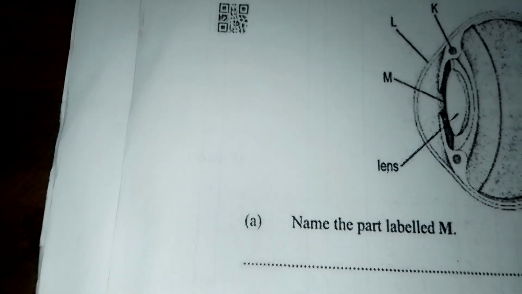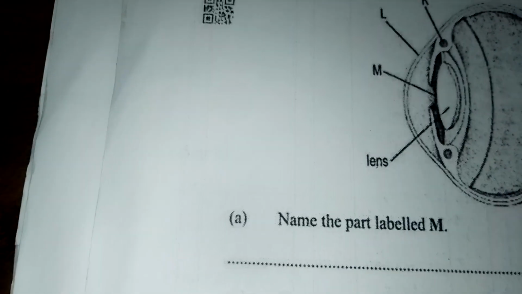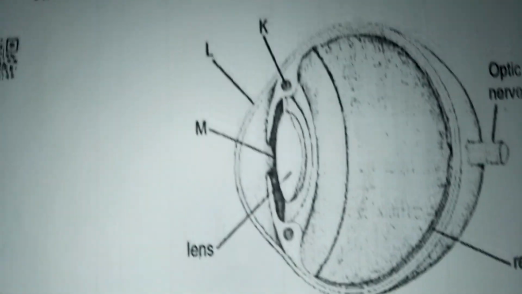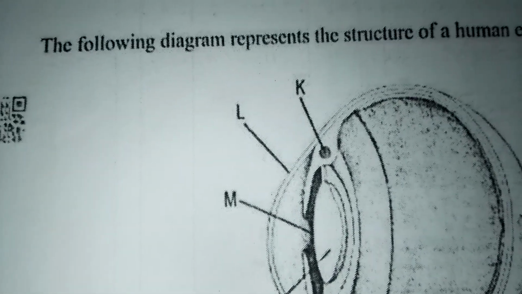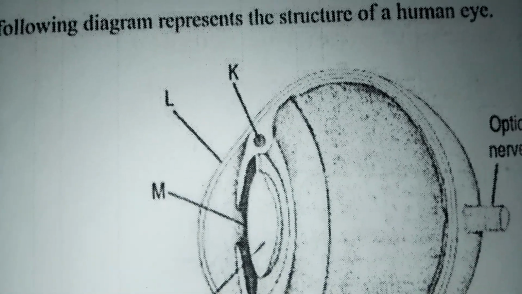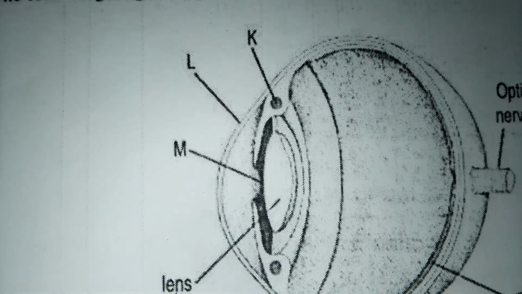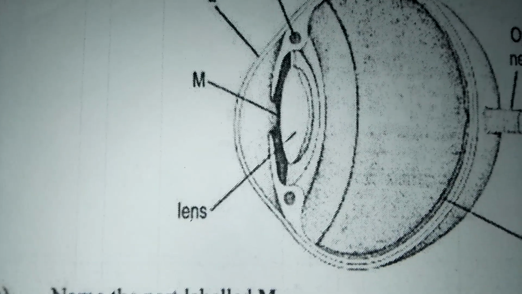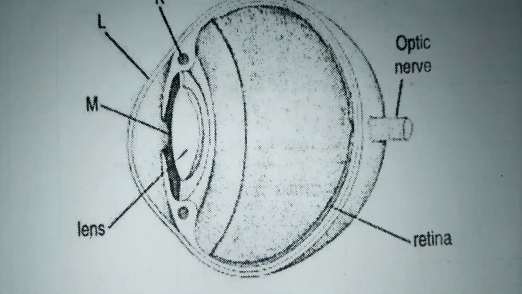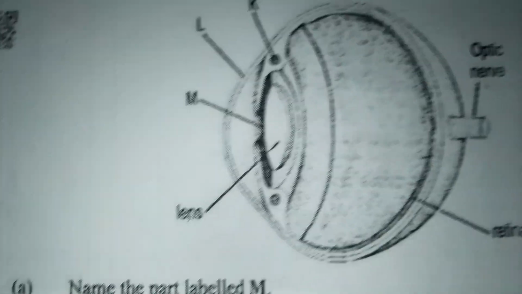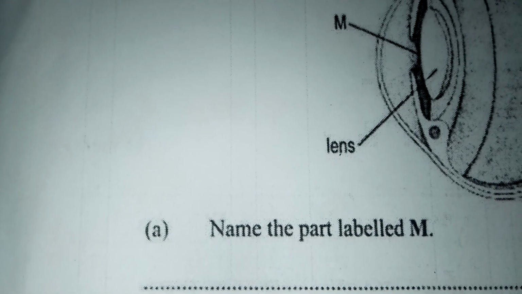Question 5: the following diagram represents the structure of the eye. As you can see, there is K, there is also L, M, and then the lens, then the optic nerve, and then the retina. Then you have been told, A, name the part labeled M.